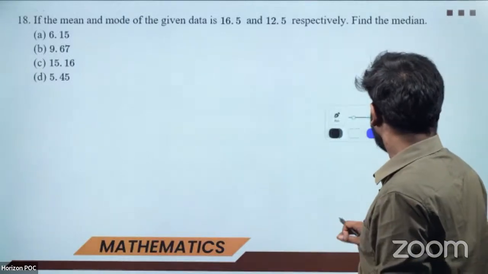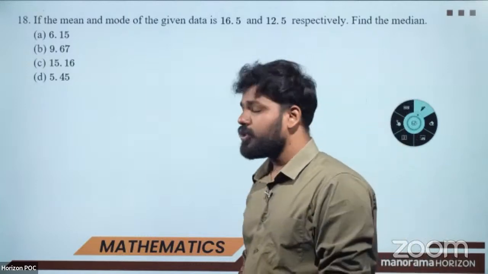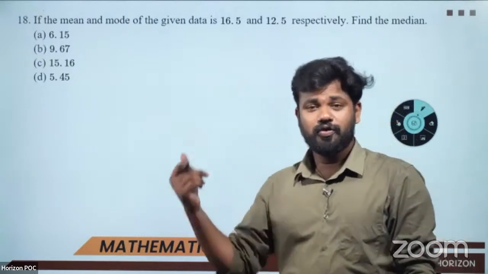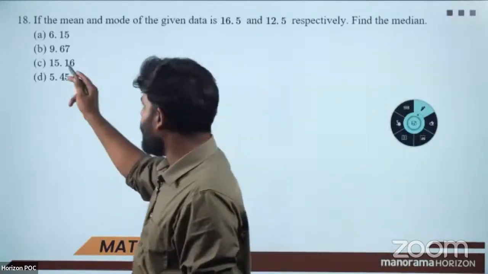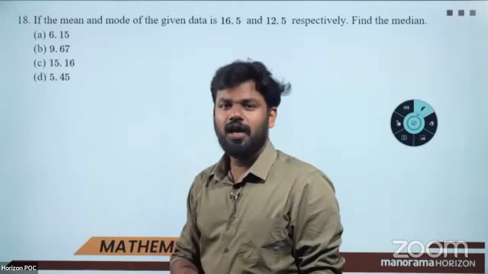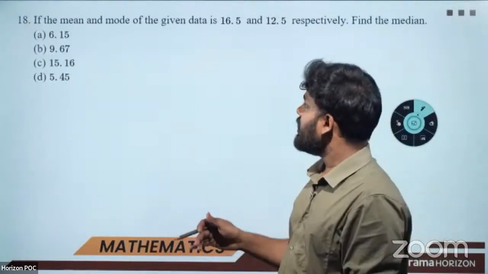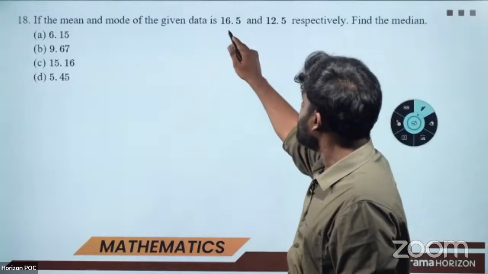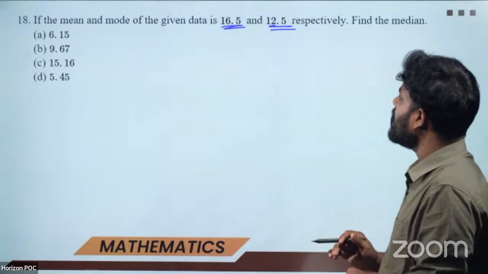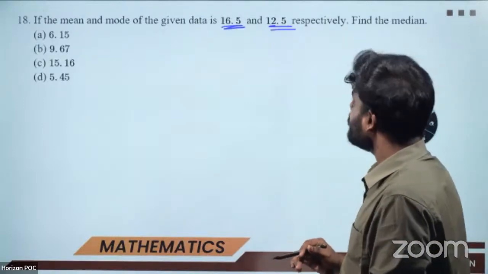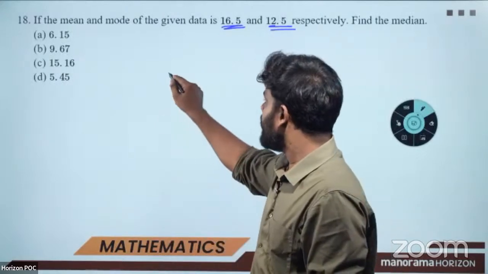The question where many have had some confusions with the options. There were 4 options actually, which were all incorrect. So I had to make a small tweak to get the right option out of this. I have changed the option so that you get the right answer now. And the question here is: the mean and mode of a given data are 16.5 and 12.5. They are asking us to find out the median. So what is the formula to find out the median?